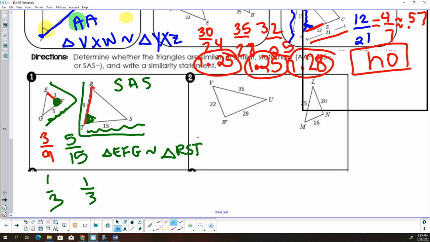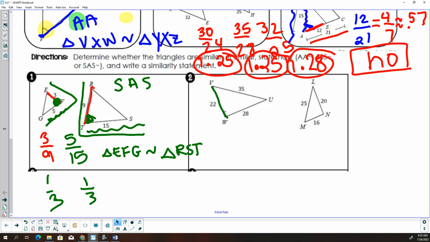What did you get for the second question? Yes or no? Is it similar or not similar? If it was going to be similar, it looks like it would be side, side, side. But we can't just say that it's side, side, side. Instead, you have to check each pair of sides to see if they're corresponding. And let's use the same method as number 1.